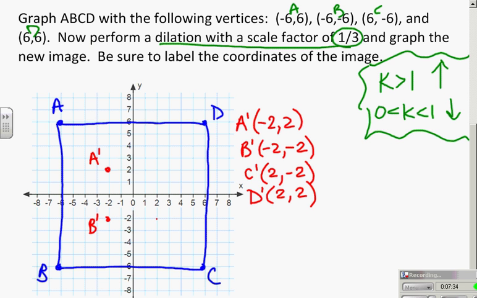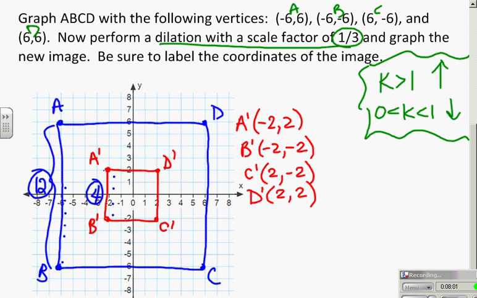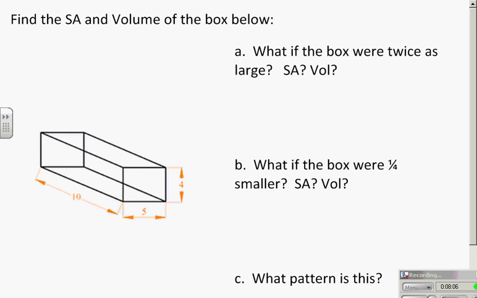When you graph that, and remember to always label your coordinates, my new one is 1/3 as small. And if you check your distances and your lengths, 1, 2, 3, 4, 5, 6, 7, 8, 9, 10, 11, 12. 1/3 of 12 is 4. 1, 2, 3, 4. And it works out exactly as we expect it should.